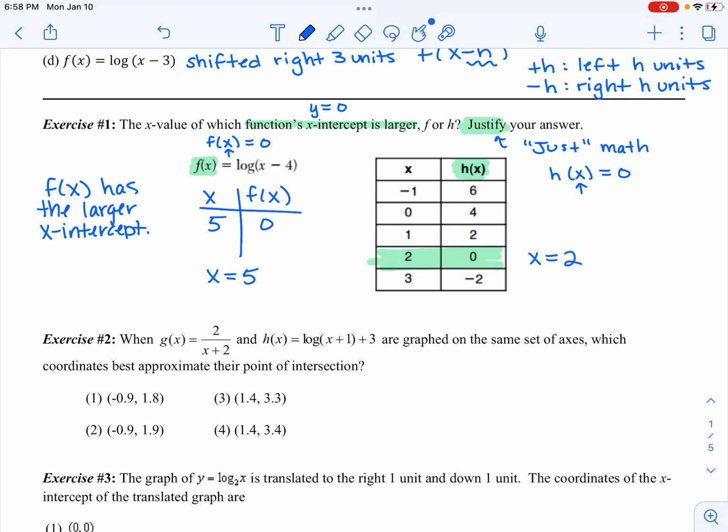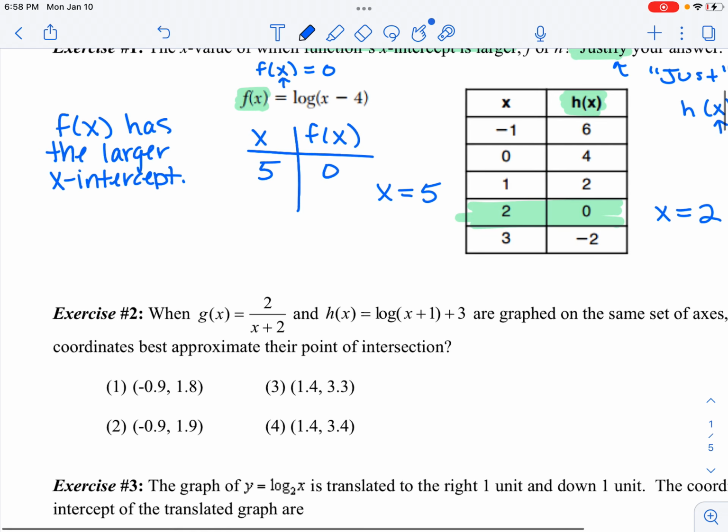So that would be enough to get full credit on this question. I am going to show you one other way to do this. You did not have to do it this way, but just to show you there's more than one way. Let's say you didn't think to go to the calculator. We know that an x-intercept means y is 0, so if I take this equation and set it equal to 0, I could solve for x. Now how do I solve this? Well, I would use my loop trick.